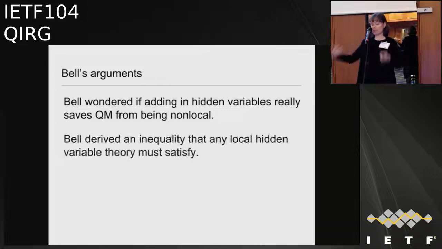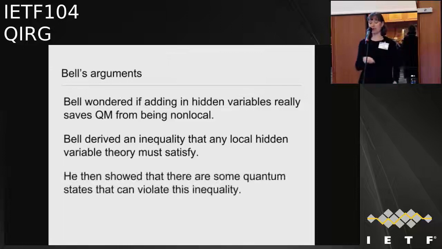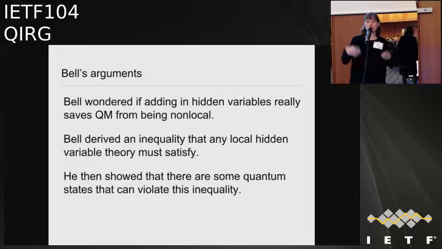So what does Bell do? He derives a very specific inequality, and he shows that if you have a local hidden variable theory, it has to satisfy that inequality. Then you can take quantum mechanics as we know it, plug it in, and show that quantum mechanical states violate this inequality. So if quantum mechanics is true, we have to accept this non-locality.